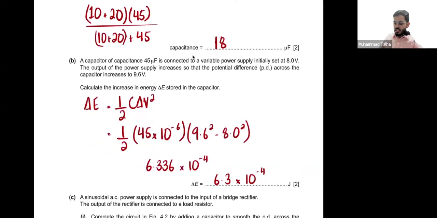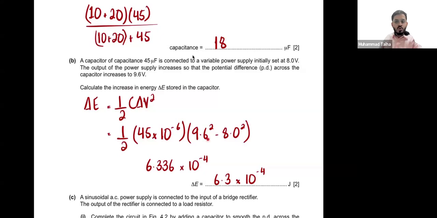Part B, a capacitor of capacitance 45 microfarads is connected to a variable power supply set at 8 volts. The output of the power supply increases so that the potential difference increases to 9.6 volts. Calculate the increase in energy stored in the capacitor. So you know that the formula is half CV squared. So the increase would be half C delta V squared.